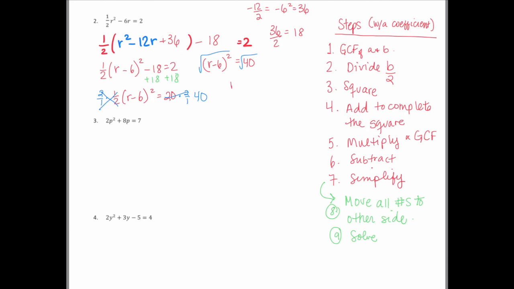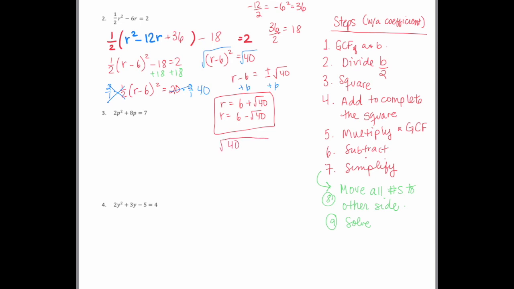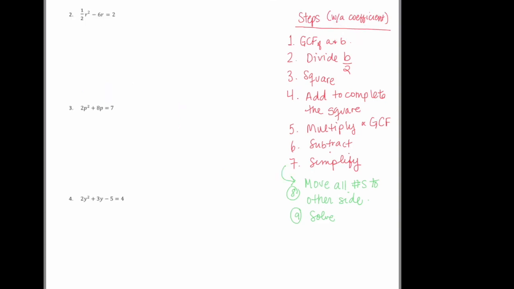I'm going to square root each side, and I have r minus 6 equal plus or minus square root of 40. Add the 6 to each side, you have r equals 6 plus square root of 40 and 6 minus square root of 40. Now, one thing to note is you could simplify this radical even further. If you notice that the factors of 40 are 4 and 10, you can pull out a 2 from that root. If you don't feel comfortable initially doing that, that's fine, but you should eventually, by the end of the year, do that. All right, let's move on to number 3.